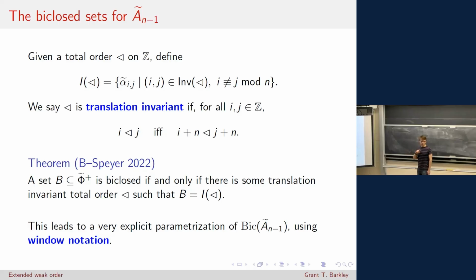I mentioned earlier that all total orders on the integers, there's uncountably many. They're not very well behaved. It's hard to even specify one. But these translation invariant total orders are completely combinatorial. You can specify one with a finite amount of data, and you can list out all of them in a computable way. So there's countably many in particular.